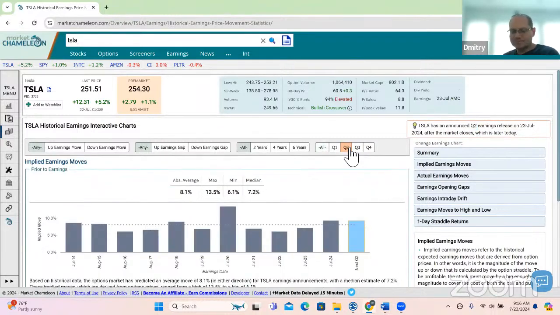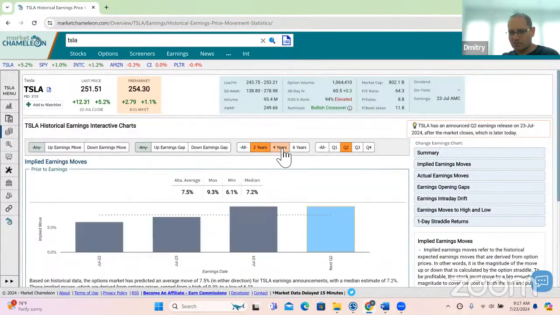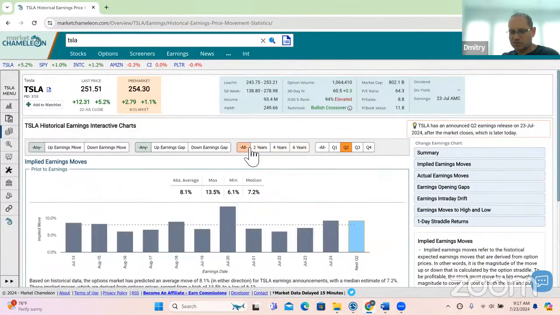And now that we did that, we have the statistics for second quarter earnings going back to 2014. Second quarter only happens once a year, so we have one per year going back to 2014. We could also narrow that down if we wanted to, but let's just keep all of them for now. And here we see that the average it closed at was 8.1%. The range was 13.5% to 6.1%. The median is 7.2%. Right now, we're at 9.3%.